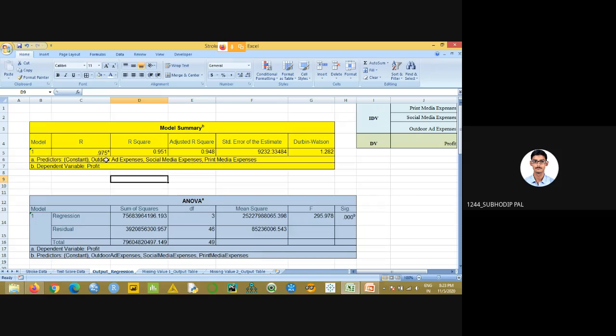Independent variable, how many independent variables are there? They will be taken into consideration as one variable in that particular model. All the variables will be taken into consideration, but that will be taken as one variable. Okay.